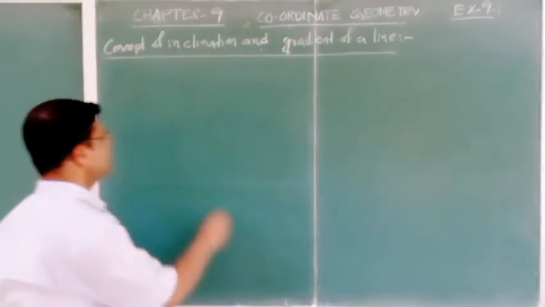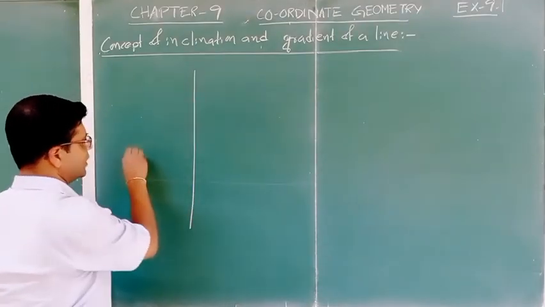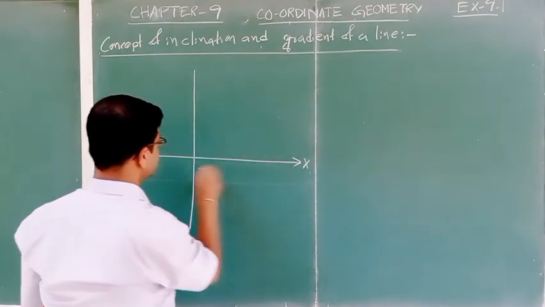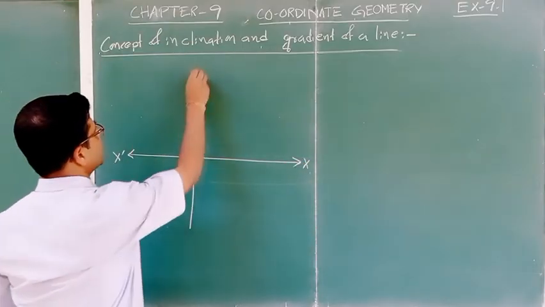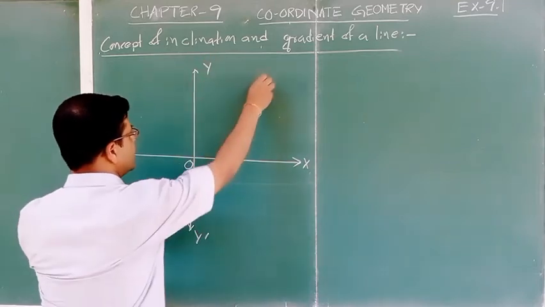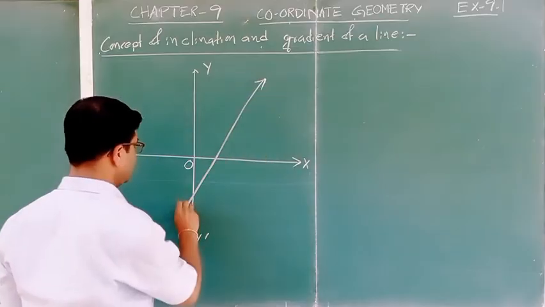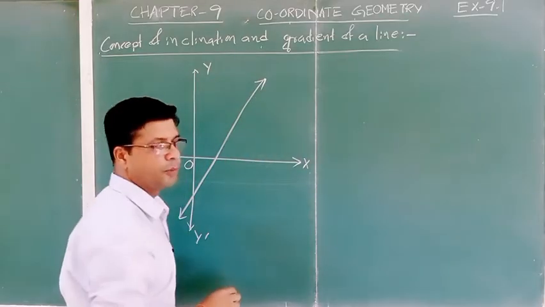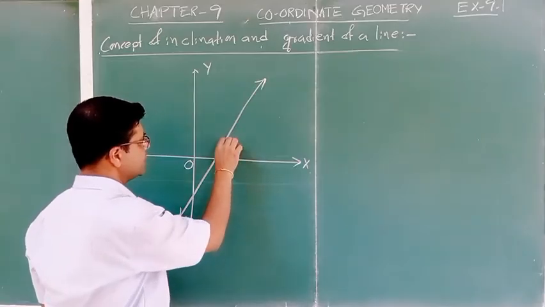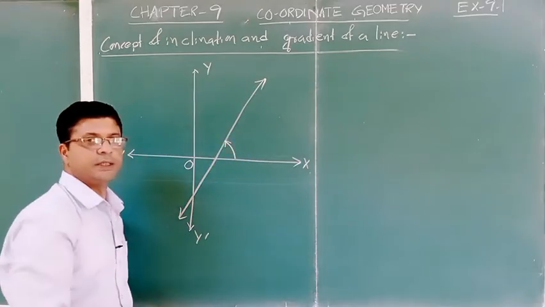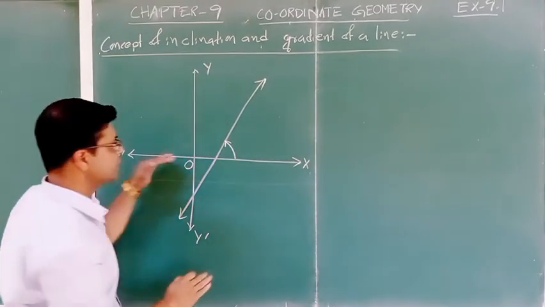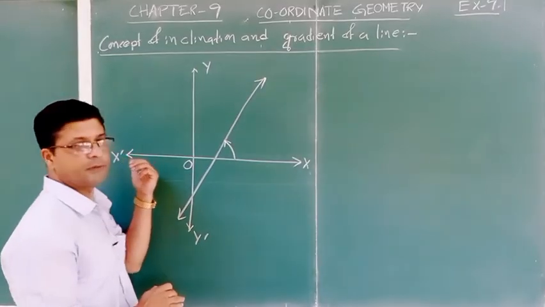Now let us draw the coordinate axes, the Cartesian plane. This is the x-axis, X'OX, and this is YOY'. Now let us draw any line, anywhere you like, no problem. Now this line makes an angle. Let us draw this angle in the anti-clockwise direction, made with the positive direction of the x-axis. This is the positive direction of the x-axis, and this is the negative direction.